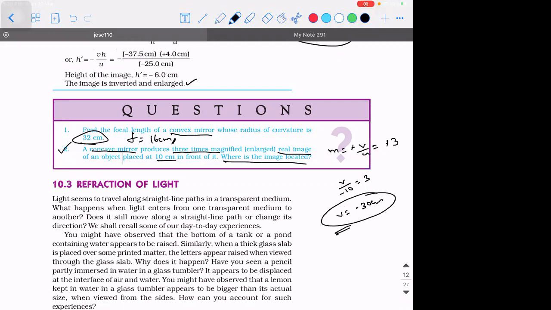If suppose I want to twist this question, what should be the least value of focal length in this question?